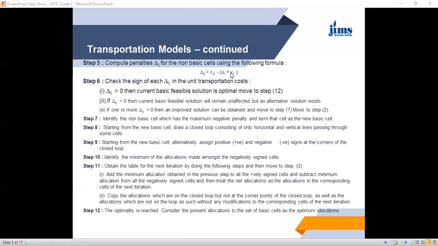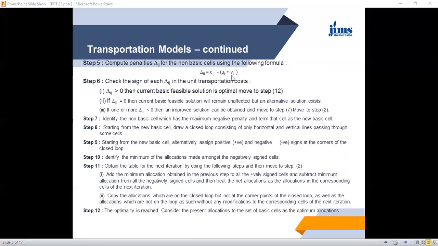Cij minus (ui plus vj). So this is the penalty that you bear if you do not allocate some quantity in any non-basic cell, in any unoccupied cell. The penalty which we have to bear is calculated by this formula. And if this penalty is greater than or equal to 0, then the current basic feasible solution is the optimal one.